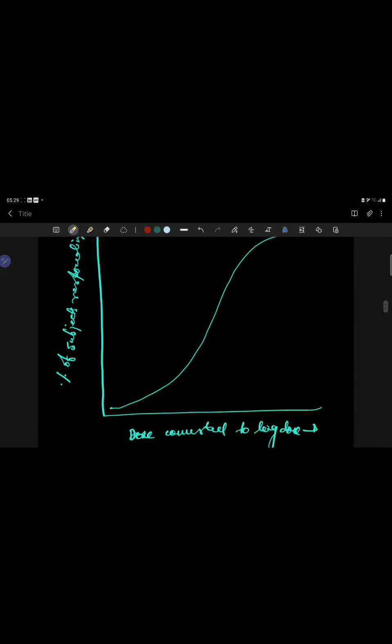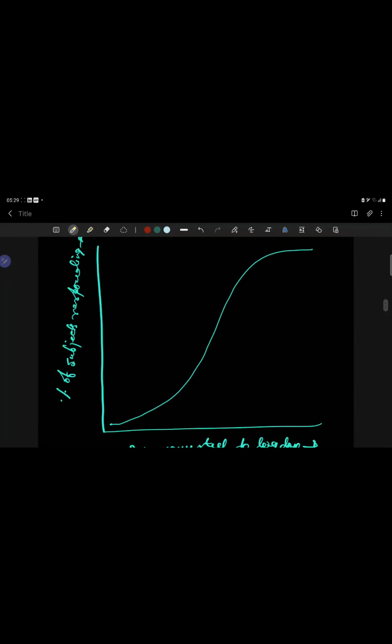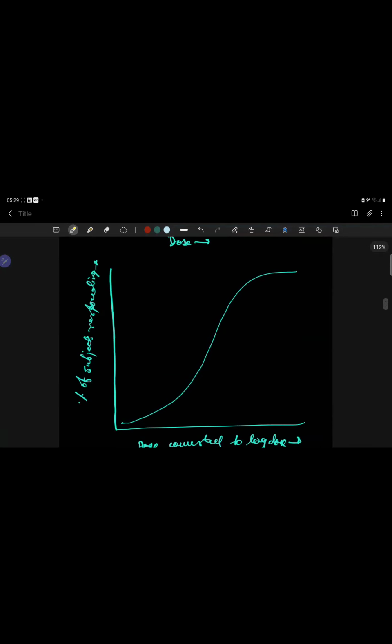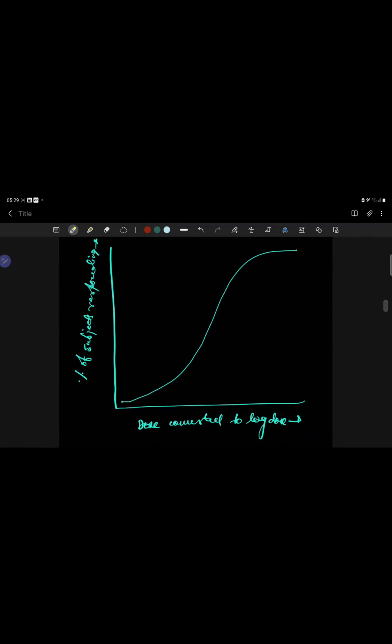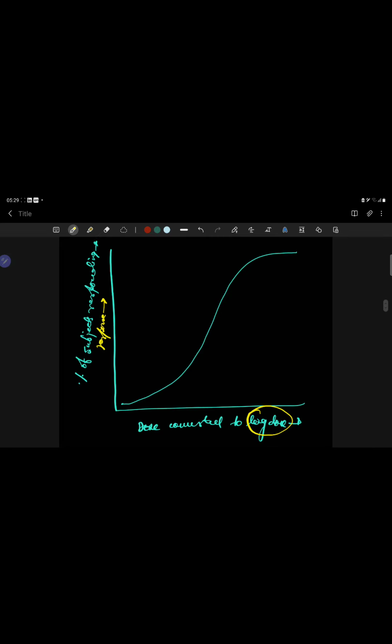Now in the normal dose response curve, the log of dose is taken. So this is the log dose response curve. In the log dose response curve, we will get a sigmoid curve.